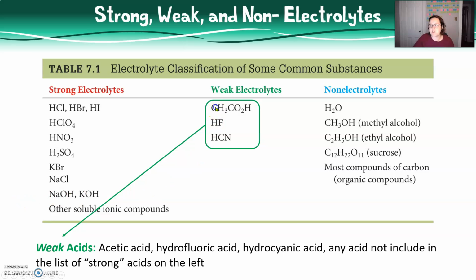And some common ones are listed here, but pretty much any acid that is not one of the 6 strong acids listed in this chart will be considered a weak acid and therefore a weak electrolyte. Again, the word weak refers to the same thing in both these terms, this idea that only a small percentage of the molecules of the compound will dissociate into ions when placed in solution.